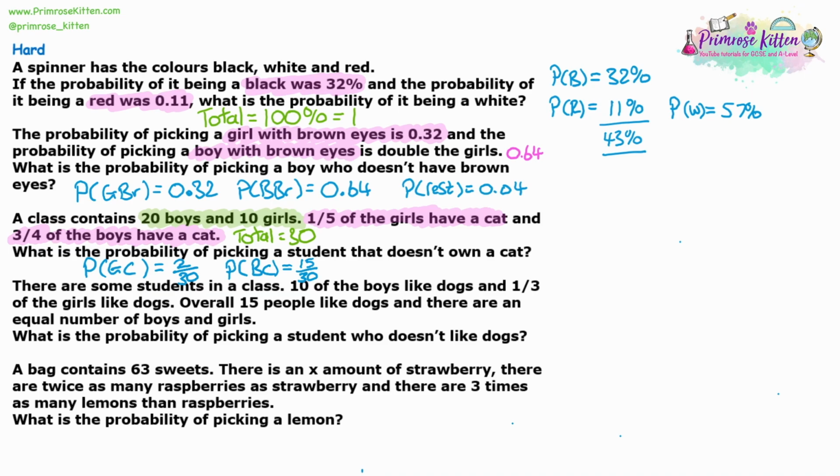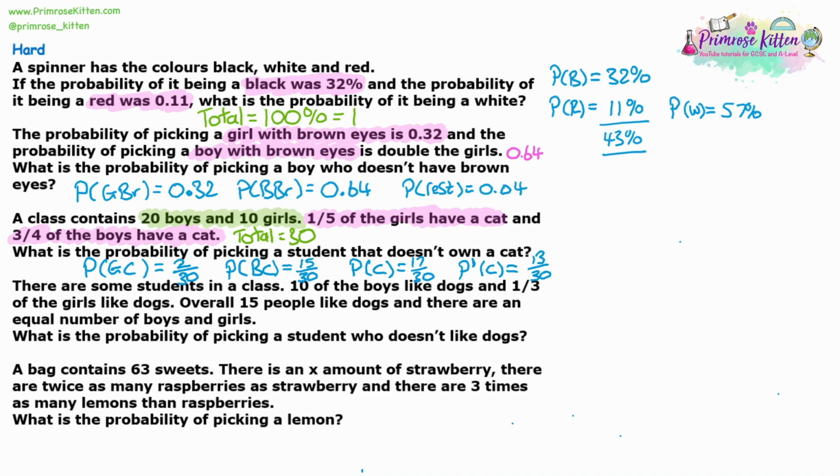So what's the probability of picking a student that doesn't own a cat? So it says student, it doesn't specify gender like the last question, so we're going to add these together. That gives us 15, and that gives us 17 out of 30. The probability of a student with a cat is 17 out of 30. So for the probability of them not having a cat, it has to add up to the total. So 17 plus, we have to add 13 onto that to get to 30. So 13 of the students, boys and girls, out of the 30 students, don't have a cat.